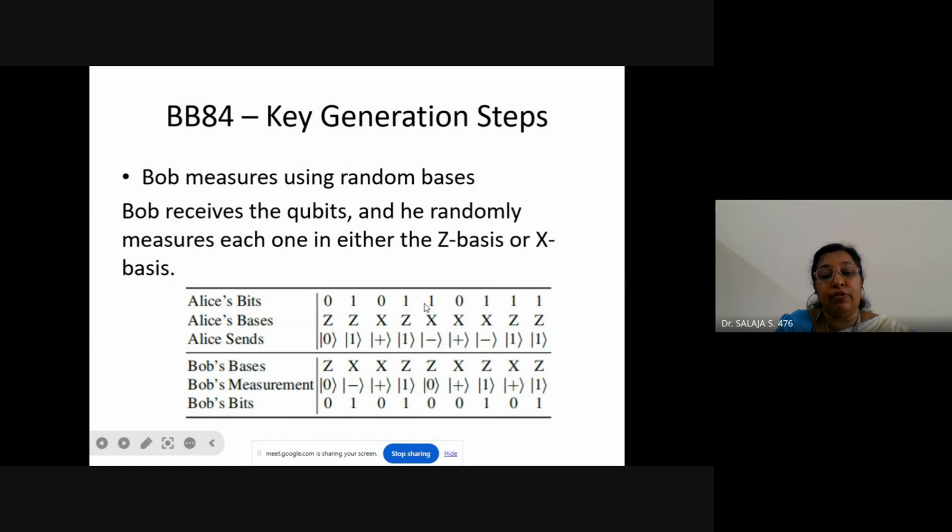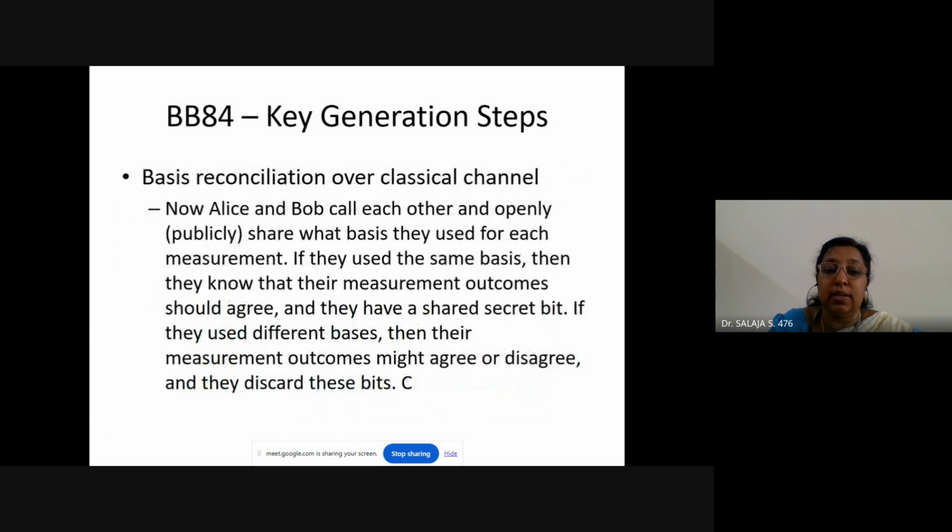But in the fifth part, it is 1 and X, where we have chosen Z and we have received ket 0, which results in 0. So Bob takes a measurement at random. He randomly measures each of the bits based on the basis. So what Bob normally does on the receiver side is use a random basis.